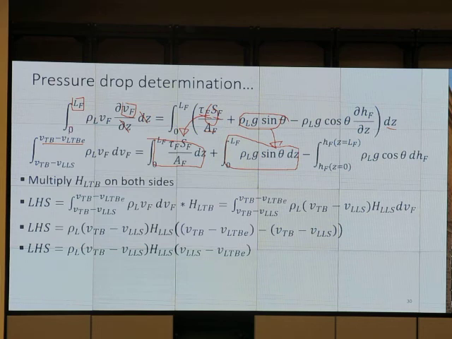At the end of the film, relative velocity is VTB minus VRTB. At the beginning, VF or relative velocity is VTB minus VLLS. Okay, and the integration limit changes to dVF.